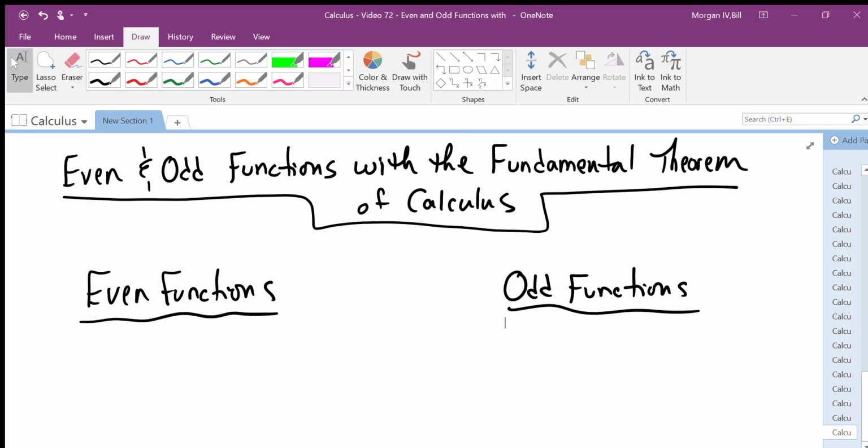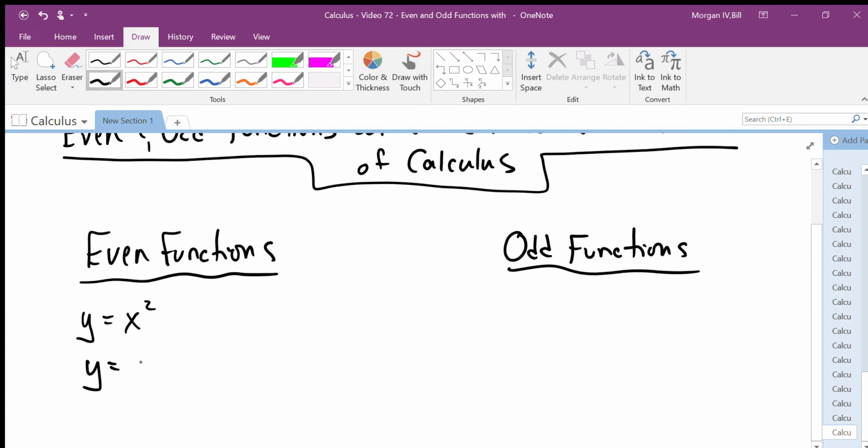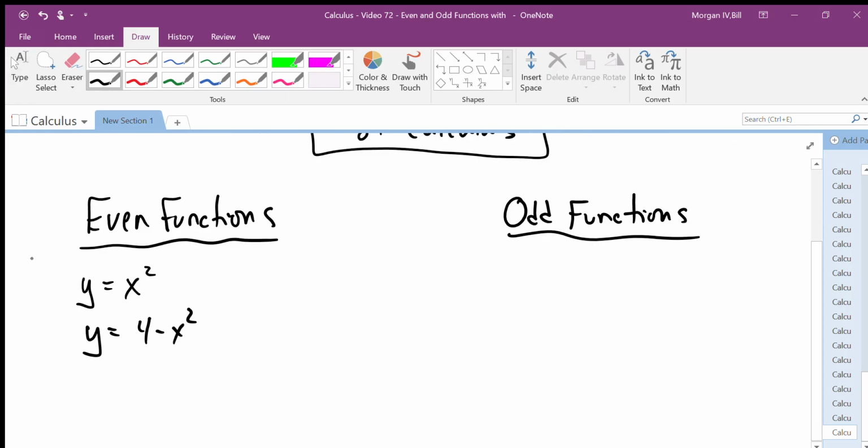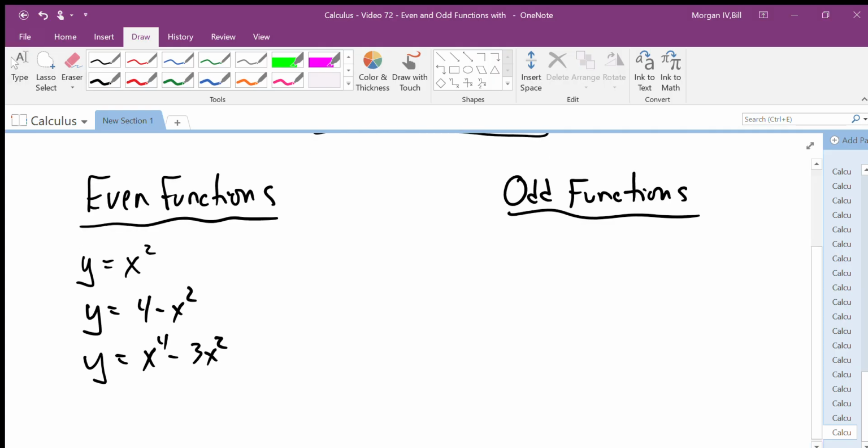Even functions. Some examples of even functions are simply y equals x squared, y equals 4 minus x squared, y equals x to the fourth minus 3x squared. Those are all polynomials. And what you'll notice is if your polynomial only contains even exponents, and constants have even exponents, because constants like 4 could be thought of as 4x to the 0 power, x to the 0 being 1. Okay? So polynomials like this that have only even powers are even functions.